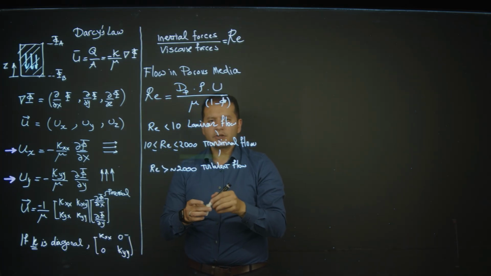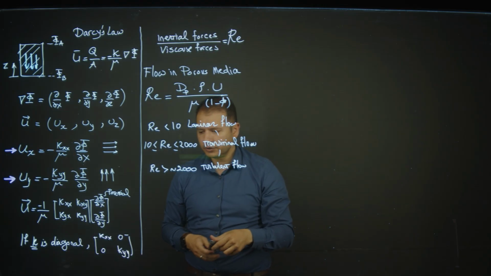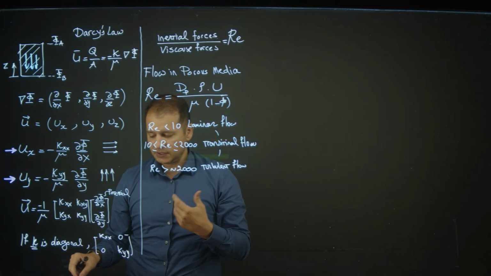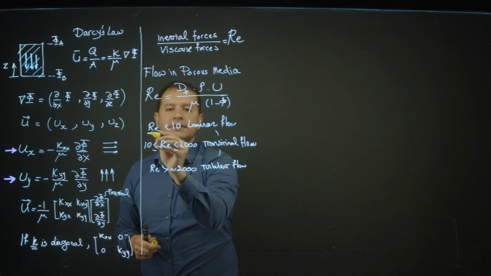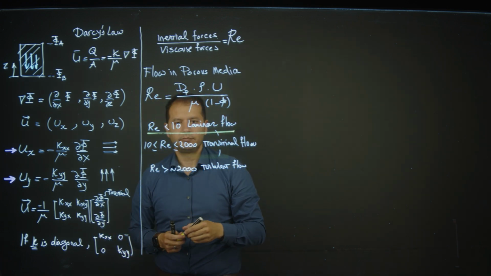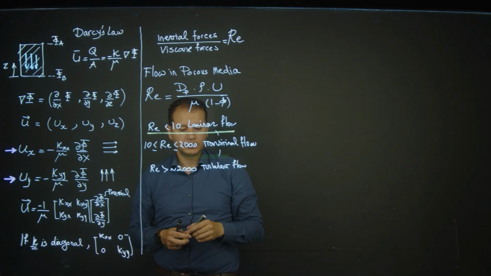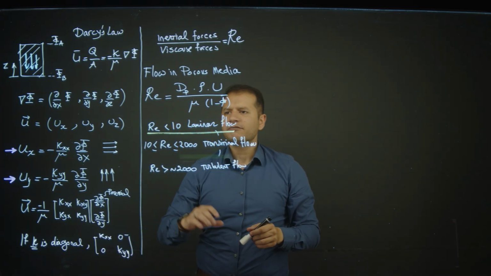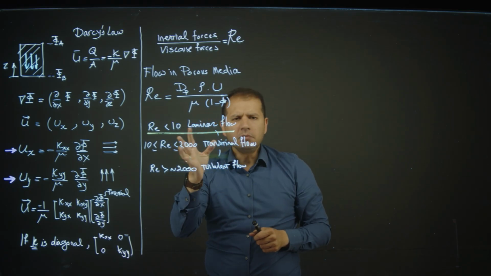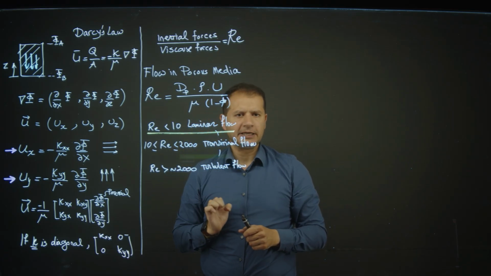Now, when we say Darcy's law is valid for laminar flow, it means that viscous forces dominate the system, and that means that we have this part here. But what about the systems in which we have Reynolds number of almost 10 or 20, 30?